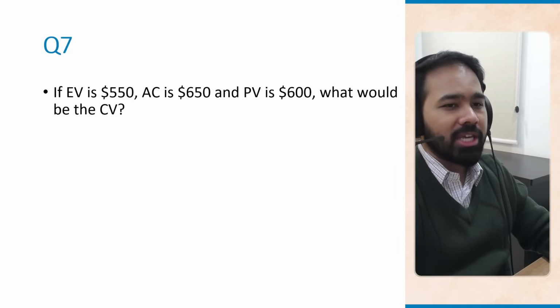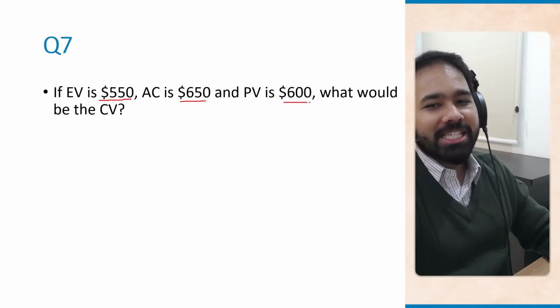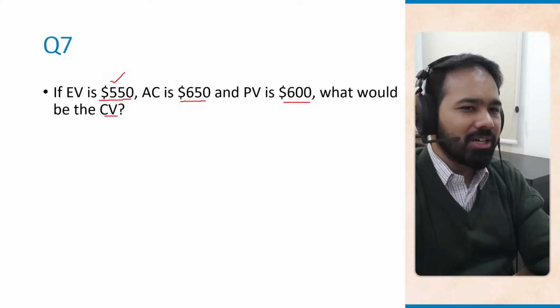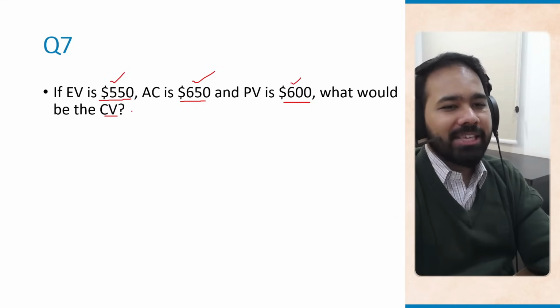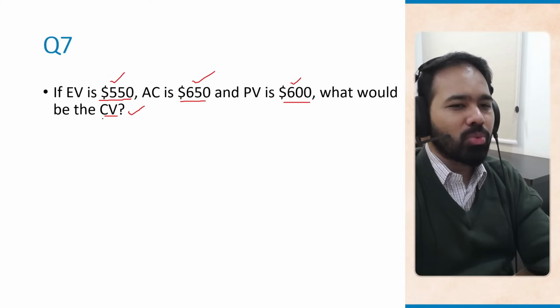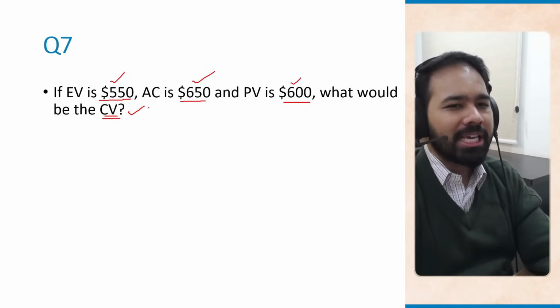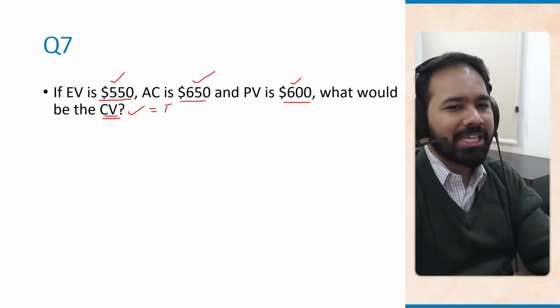Question number 7. If EV equals 550, AC is 650, and PV is 600, what would be the CV? So EV is earned value, AC is actual cost, PV is planned value, and CV is cost variance. So we have to find out what CV is. And to find this out, all you need to know is the formula for CV, which is EV minus AC.